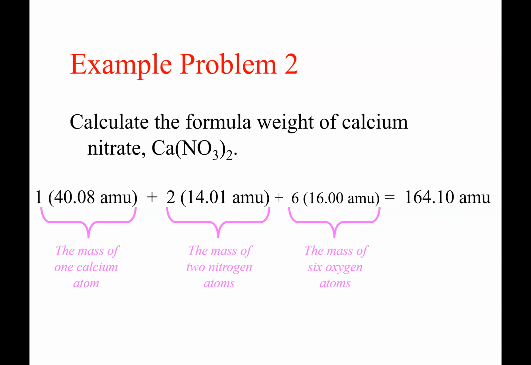The 2 only applies to the nitrogen; it doesn't apply to the oxygen. The 6 applies to the oxygen, and the 2 is the nitrogen. Is it always going to be like that? Yes. If we have a 2 on the outside, it's going to apply to everything nested inside.